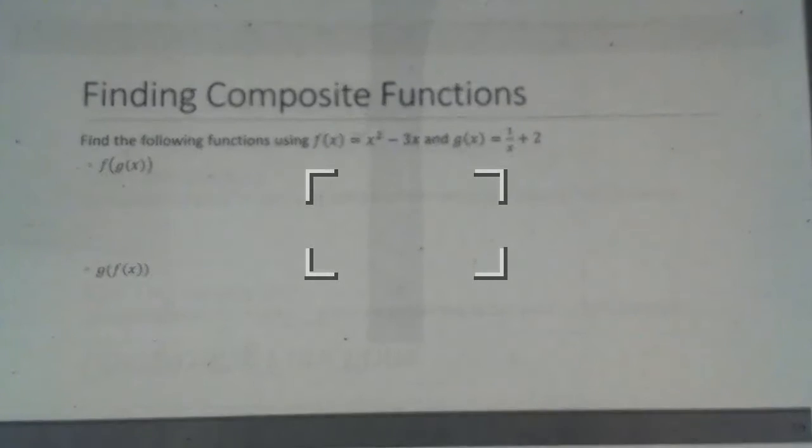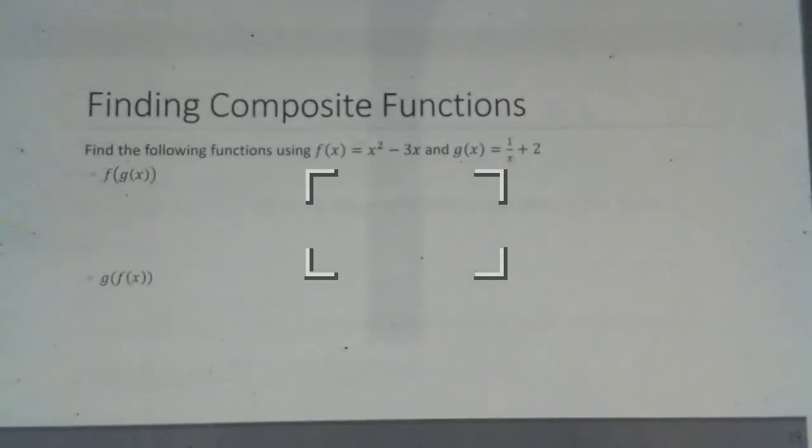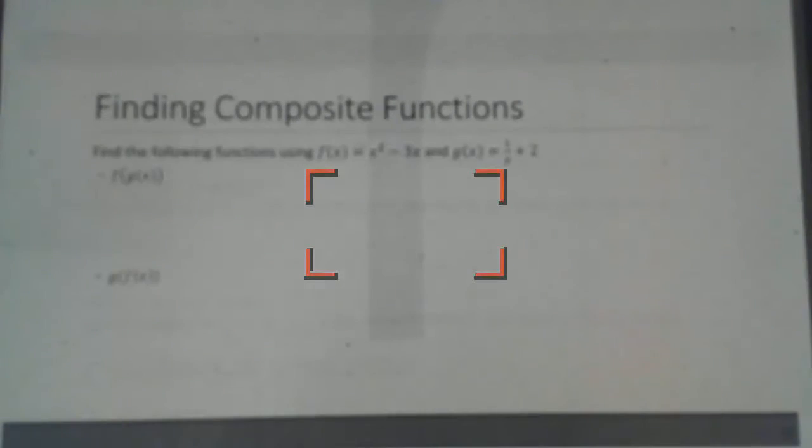There we go. All right, find composite functions. Find the following functions using f of x equals x squared minus 3x and g of x equals 1 over x plus 2. So what we're going to be doing is finding f of g of x and g of f of x.